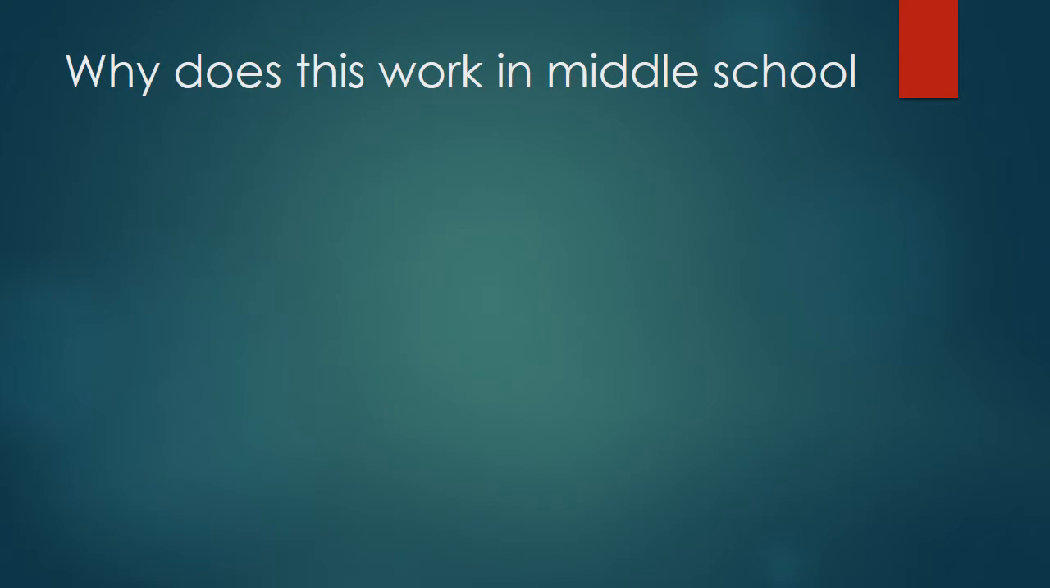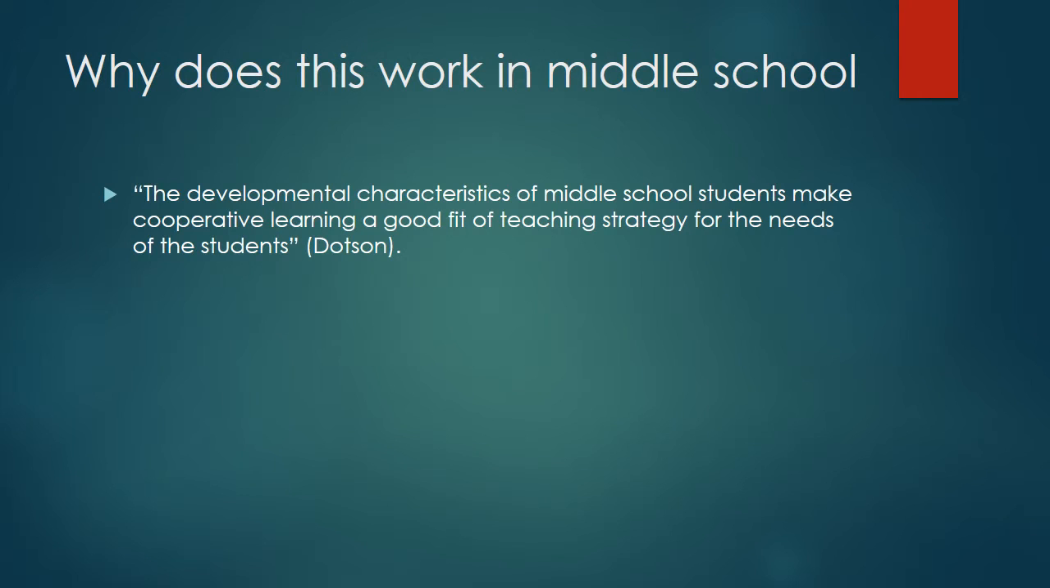So why does this work well for middle school? So Dodson explains that the developmental characteristics of middle school students make cooperative learning a good fit of teaching strategy for the needs of the students. Because of where the students are developmentally at that point in their life, working together in groups works really well for them. It's a great strategy for them to learn to work together as a team, to have that individual accountability, and they get the social aspect.